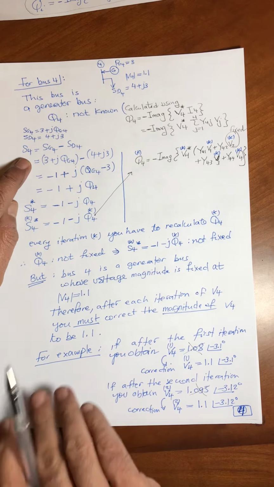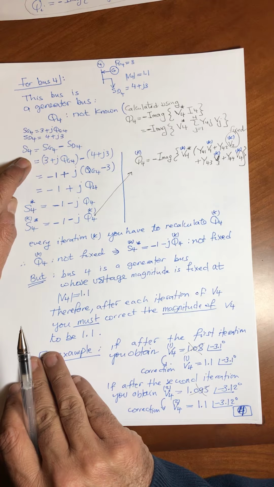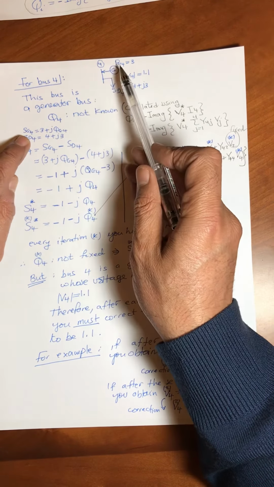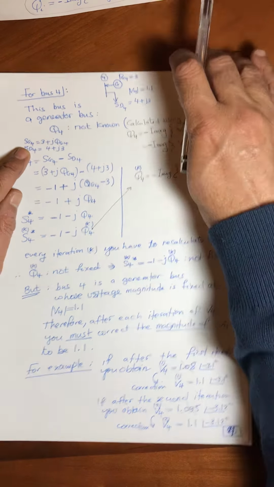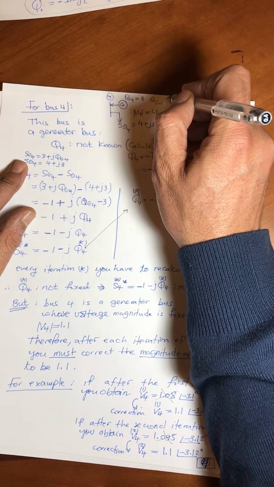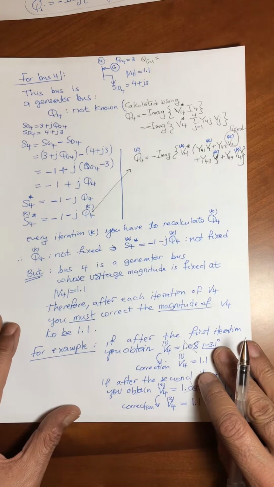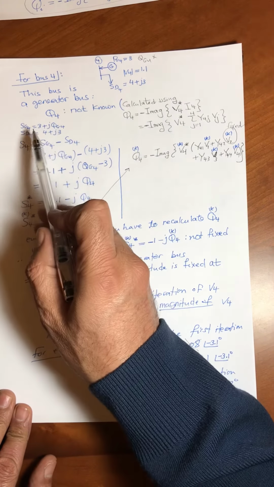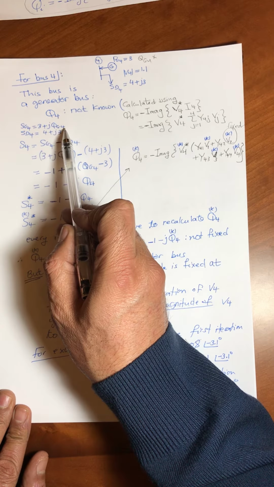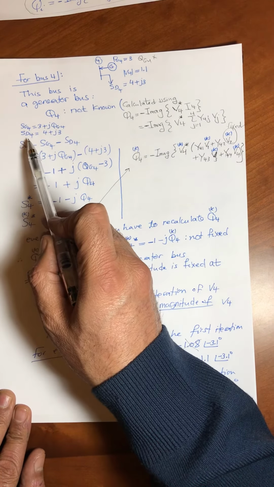Let's go back to bus number 4. At this bus, SG4 is 3, but QG4 is not known. So SG at bus number 4 is 3 plus JQG4, but S demand at bus 4 is 4 plus J3.